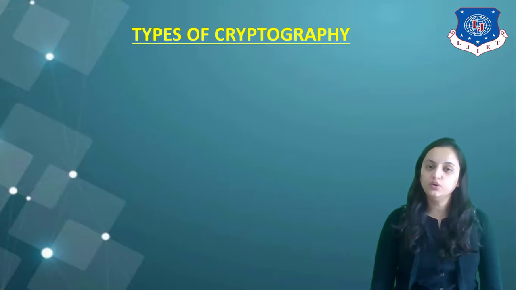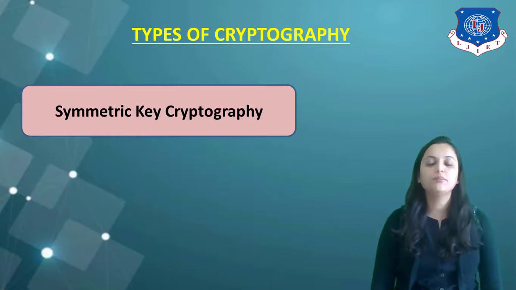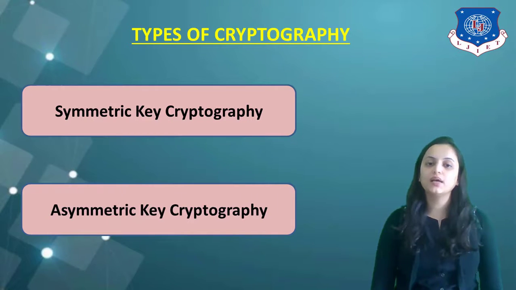Generally, there are basically two types of cryptography. The first one is called symmetric key cryptography, and the second one is called asymmetric key cryptography. These are the basic two types of cryptography algorithms, and based on them the cryptography systems are designed according to the requirement of data transfer. Let us see each of these in detail.